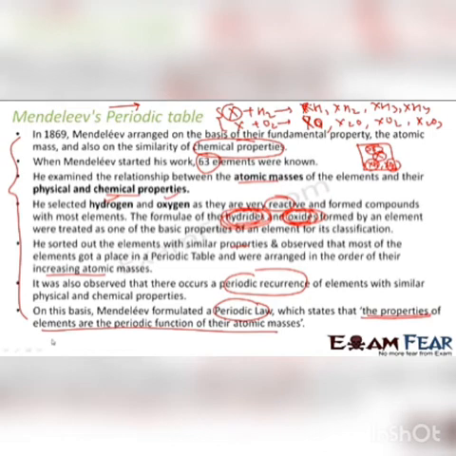This law is called Mendeleev's periodic law. It says that properties of the elements are a periodic function of atomic mass. Please note it's atomic mass. We don't need the atomic number now, because the atomic number was not even discovered by this time, right? Because the electron itself was not discovered.